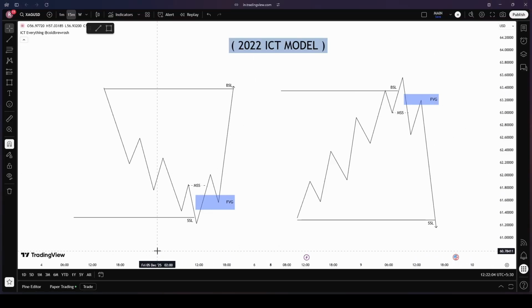Today I'm going to show you ICT's simplest setup, the 2022 mentorship model. So here's basically how this model works. The checklist is simple: a liquidity sweep, a market structure shift, and a fair value gap.